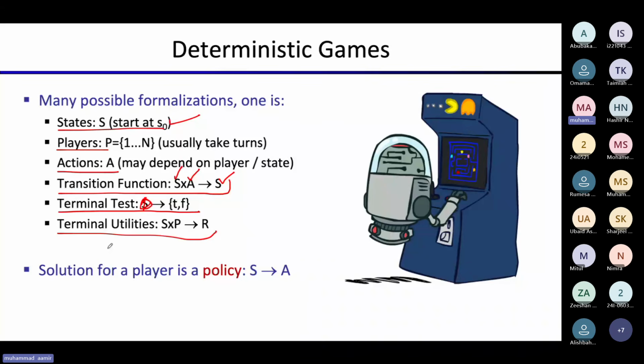The solution for a player is a policy. Again, we discussed this in the previous slide. Here we are trying to define a best optimal policy to play the game, or to take the moves. So this is called the policy.